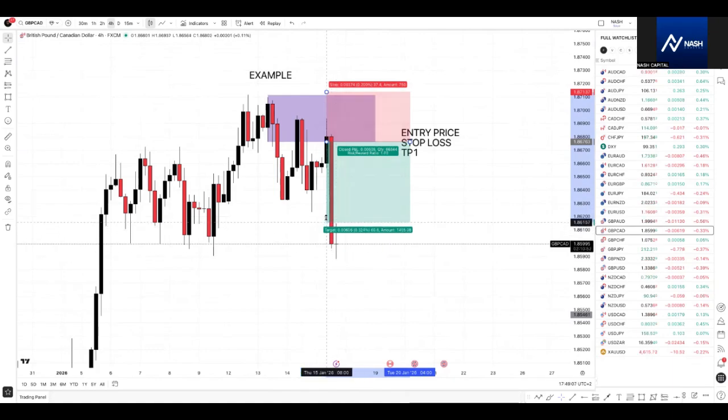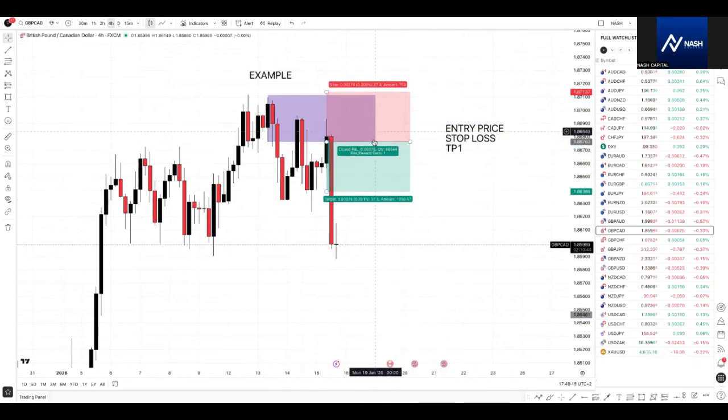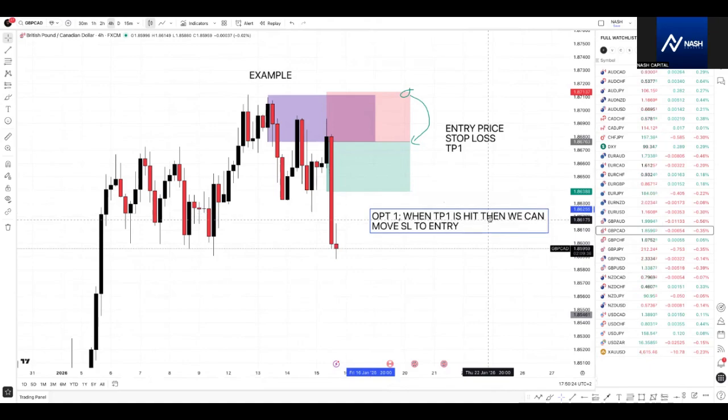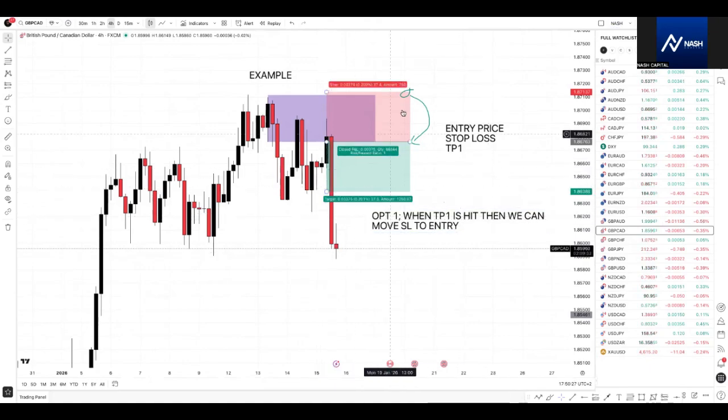It needs to match for it to be a 1:1 risk reward ratio for TP1. So our entry will be right there. Stop loss, 37.4 pips. And then our TP will also be 37.4 pips, giving us a risk reward ratio of 1:1, meaning that if TP1 gets hit, what you are required to do is to move your stop loss to entry. That could be option number 1. So your option 1, when TP1 hits, move stop loss to entry.